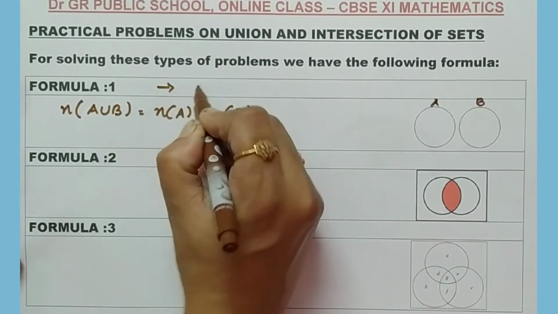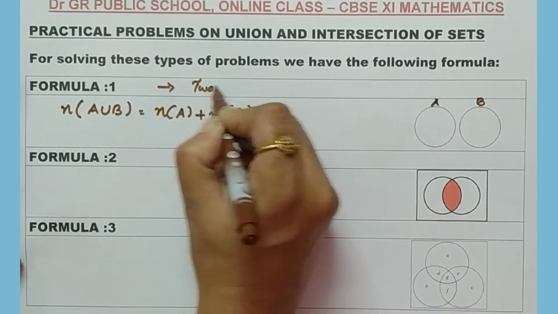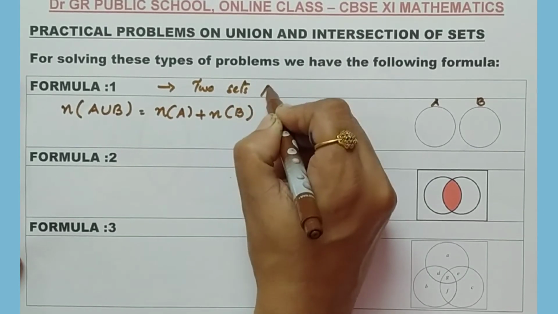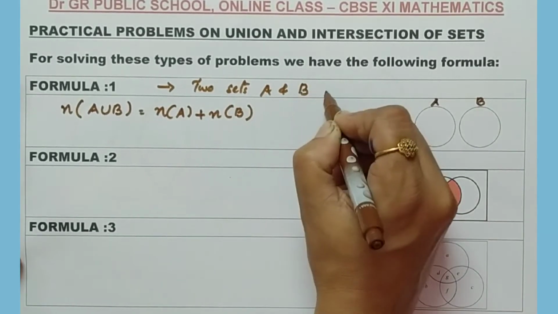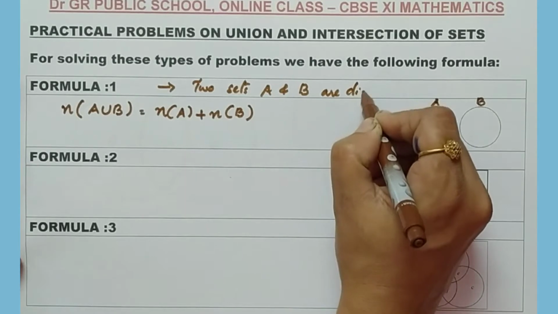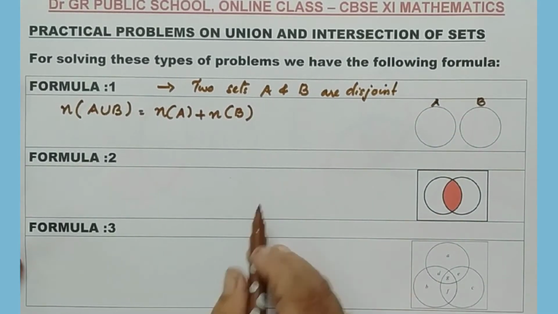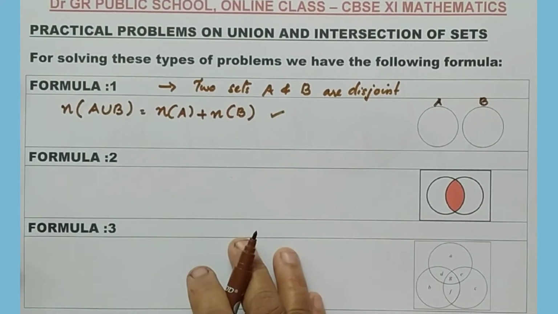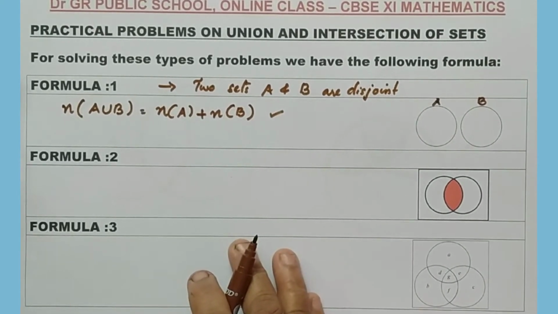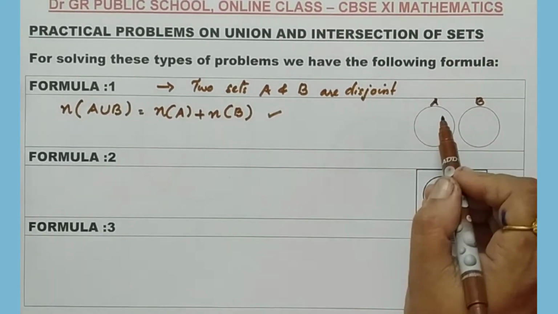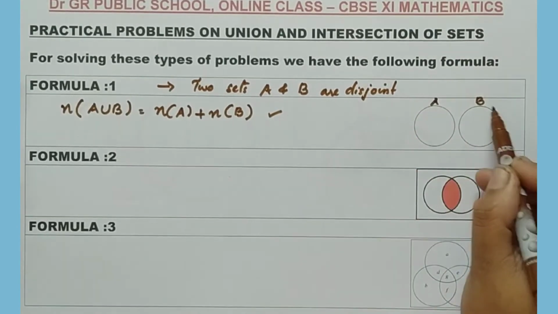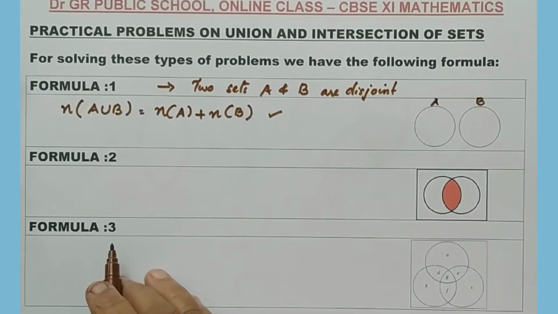The formula 1 is used when the two sets A and B are disjoint. Disjoint means nothing in common between them. This is the first formula: N of A union B equals N of A plus N of B. Number of elements in A union B is equal to number of elements in A plus number of elements in B.